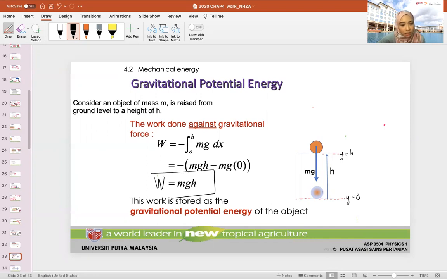You don't have to memorize how to integrate. I won't ask you to integrate an equation in physics. That's for your math subject. Okay, so for physics, kita hafal equation, apply it correctly. Apply it and understand the concept.